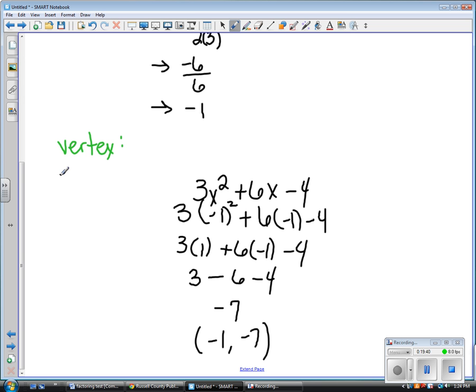And remember, all you're doing right here is substituting in. You're substituting your axis of symmetry for x. That's all you're doing for your vertex. Everybody good? Okay, hurry up.